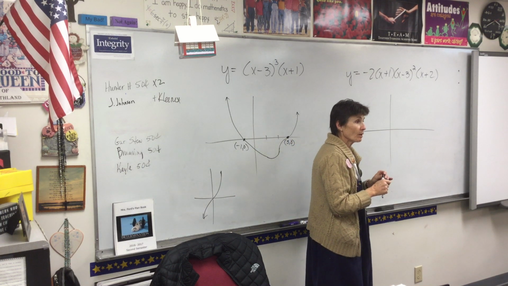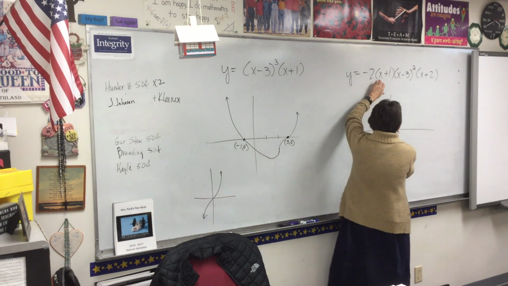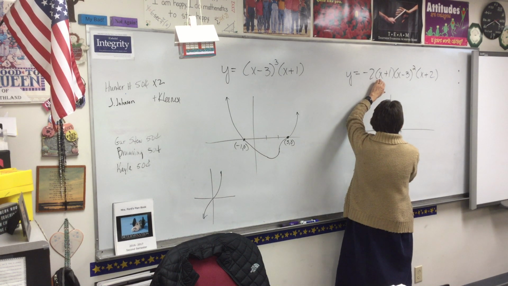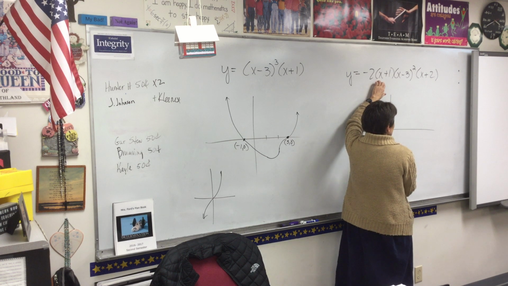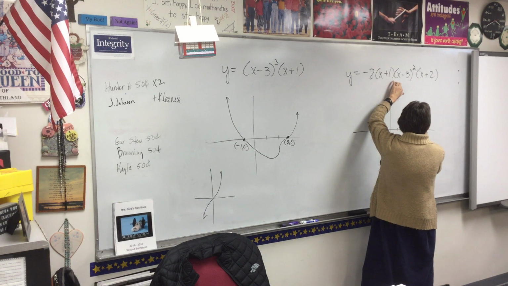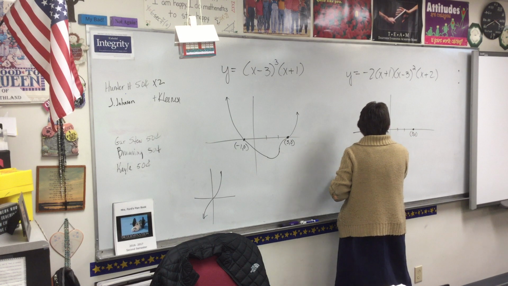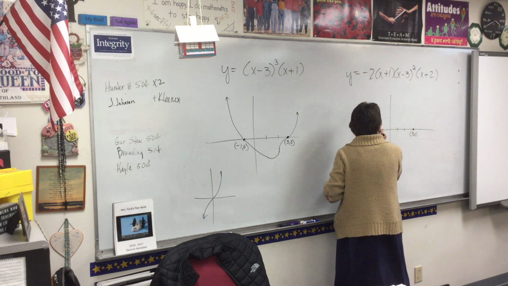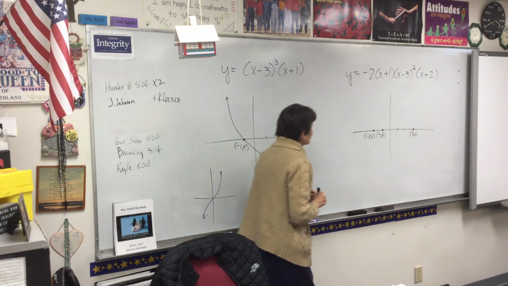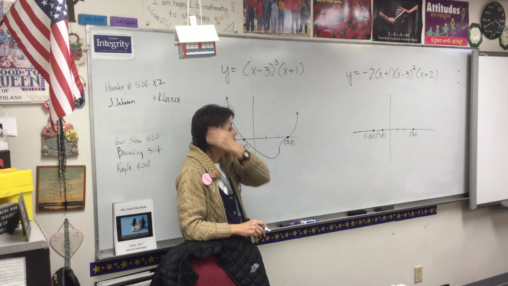Let's look at the next one. First thing we're going to do is put our dots on. Where are the dots going to go? -1. And please don't lose points because you're too lazy to label. Label. -1, 0. 3, 0. And -2, 0. Everybody okay with that? Yes.